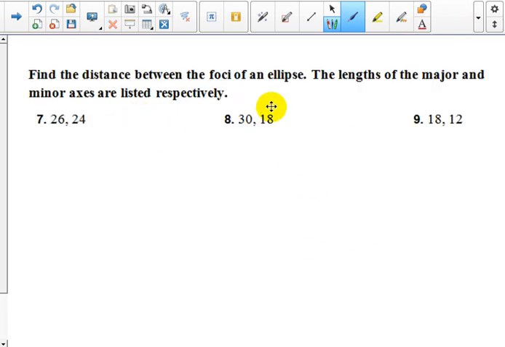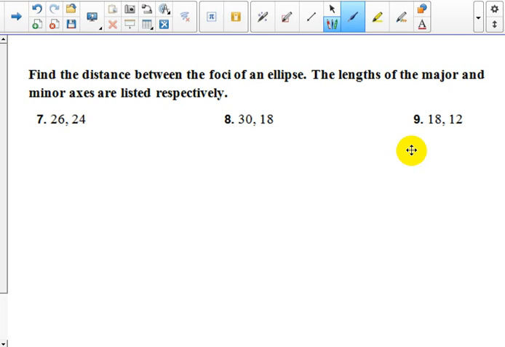So our first problem I'm going to just demonstrate by doing a workbook problem. So make sure you've got your workbook out and your notes open, and we're going to work problem 7 together. Actually, I'm going to teach with problem 7, and then you'll work 8 and 9. Okay, it says find the distance between the foci of an ellipse. The lengths of the major and minor axes are listed respectively.